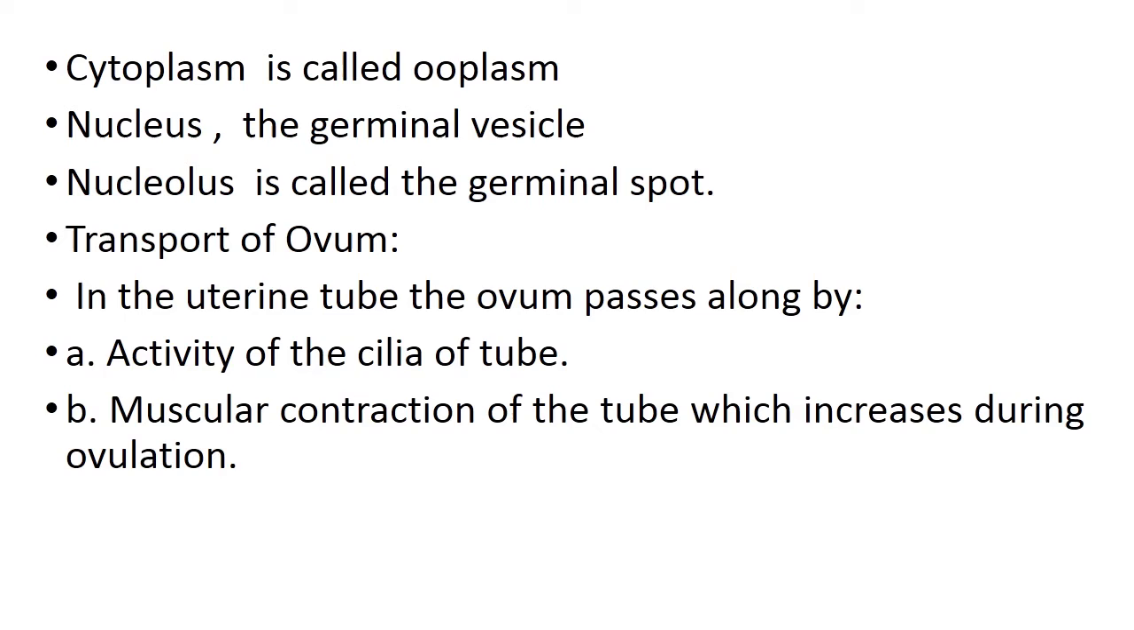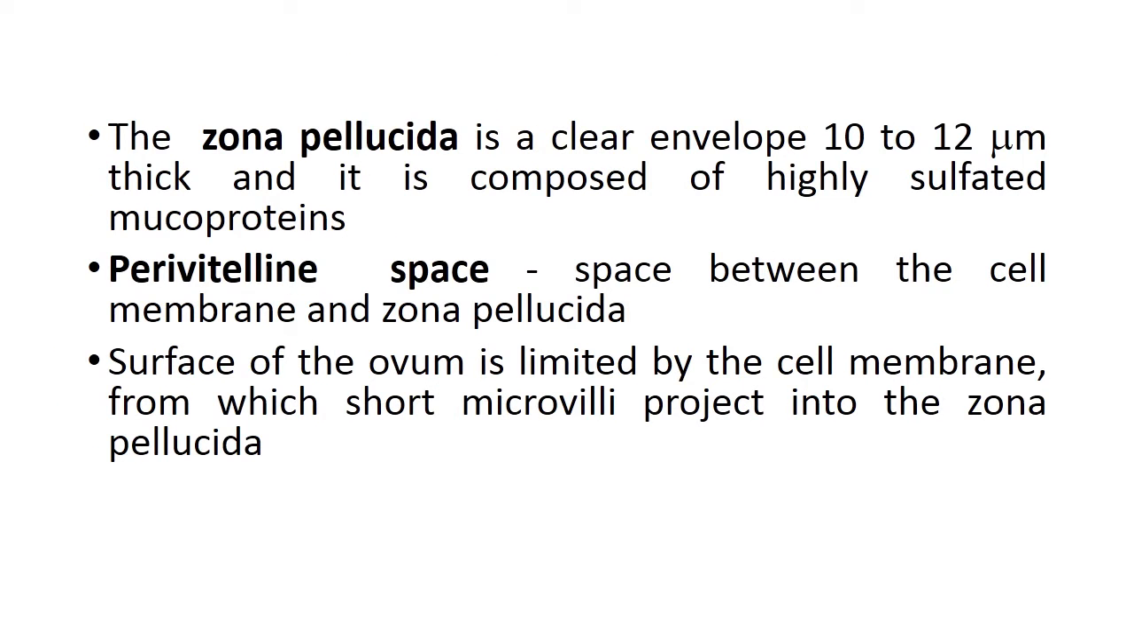Cytoplasm of ovum is called ooplasm. Nucleus is the germinal vesicle. Nucleolus is called the germinal spot. And transport of ovum in the uterine tube: the ovum passes along by activity of the cilia of the oviduct and muscular contraction of the tube, which increases during ovulation.